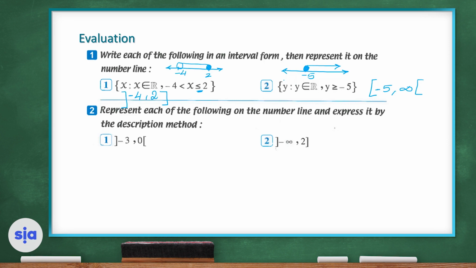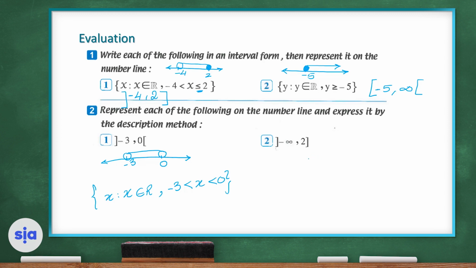Question 2, the question is asking us to represent each of the following on a number line and express it by the description method. So, in this question 2, here's the number line from -3, and here's the 0. The 0 is opened, the -3 is opened, and we connect between them. How can we write it in the description method? Here is x, where x belongs to R, and here -3 is less than x is less than 0.